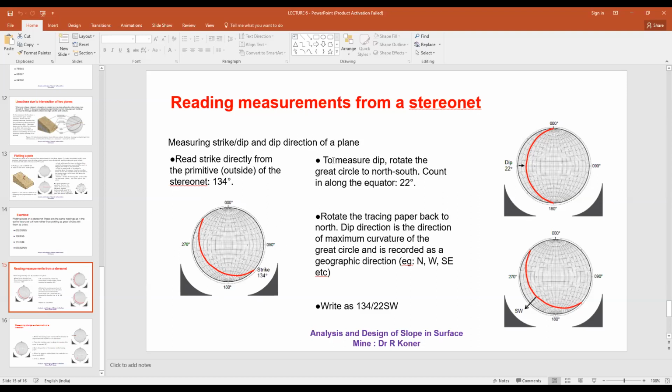Then we will measure the dip. So what will we do? We will rotate back to the north and south. Then along the equator we will measure the dip, that is 22. Now we will write down 134, 22 southwest. This is the way to measure from the data given in the stereonet and read the amount of the dip and dip direction.